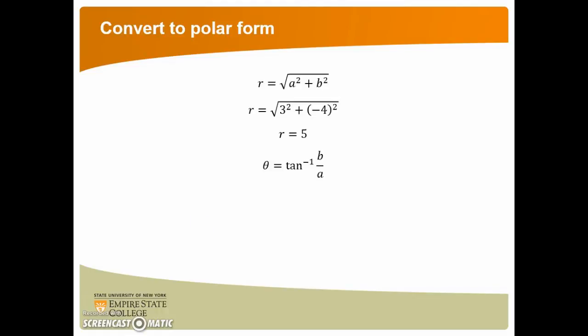Now we want to find theta. Because our real value is positive, theta equals the inverse tangent of the ratio of b to a. Plug in our values. This tells us that theta is -53.1 degrees. So our complex number in polar form is 5 times the quantity cosine of -53.1 degrees plus i times the sine of negative 53.1 degrees.